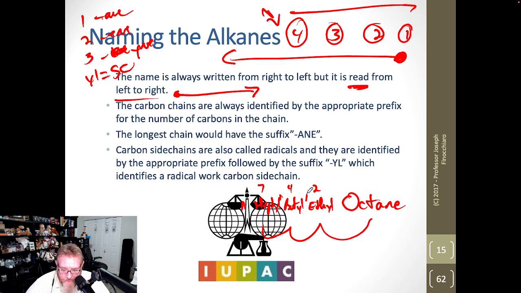But people have trouble with this. It's written from right to left, and it's read left to right. That's all we're saying: we start on this side with the largest, the base chain, and then we start adding the side chains. But when we say the word, we start over here and we go in this direction.